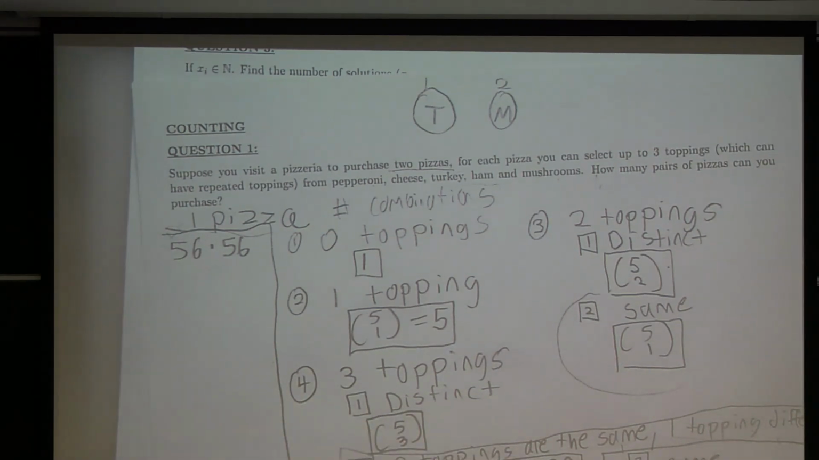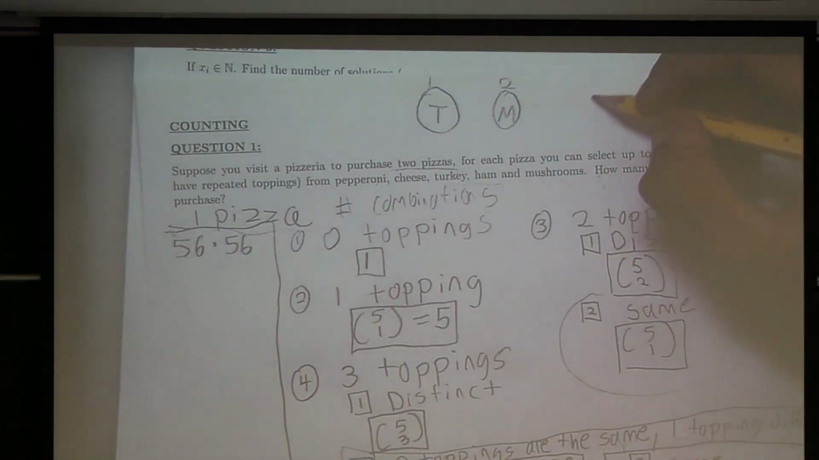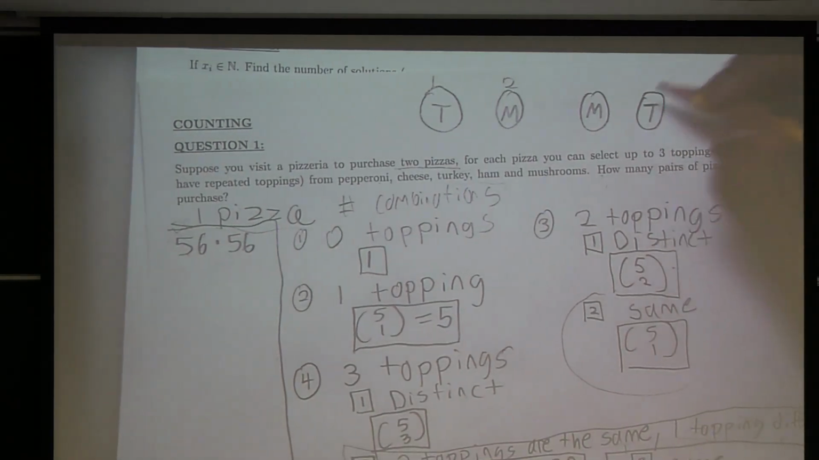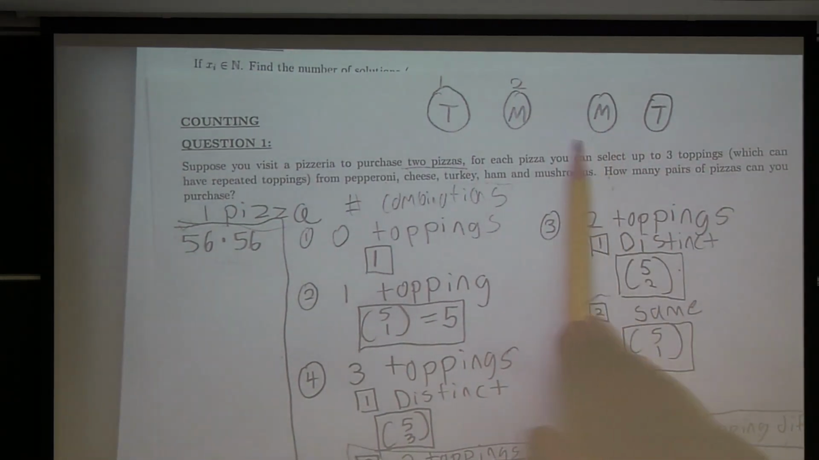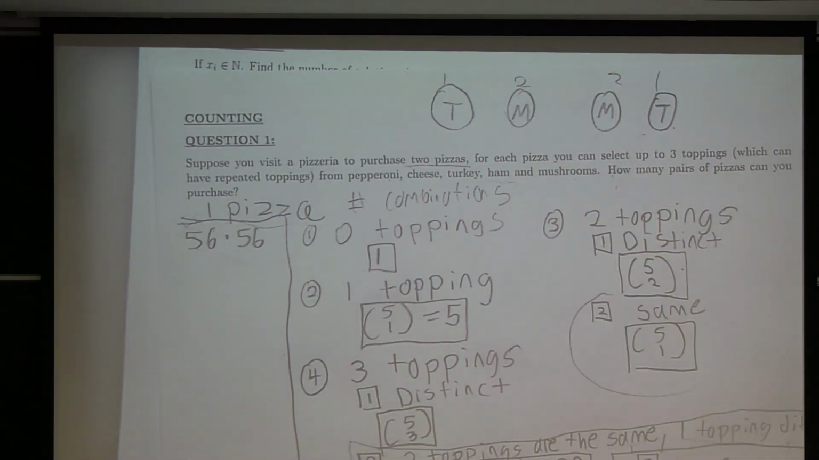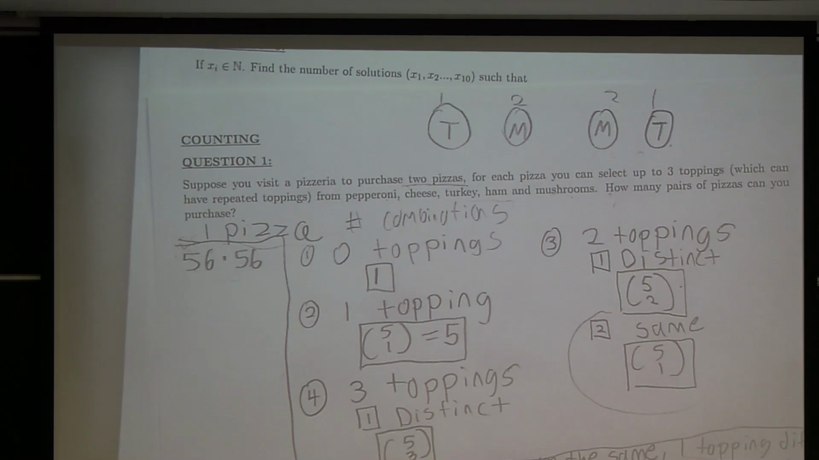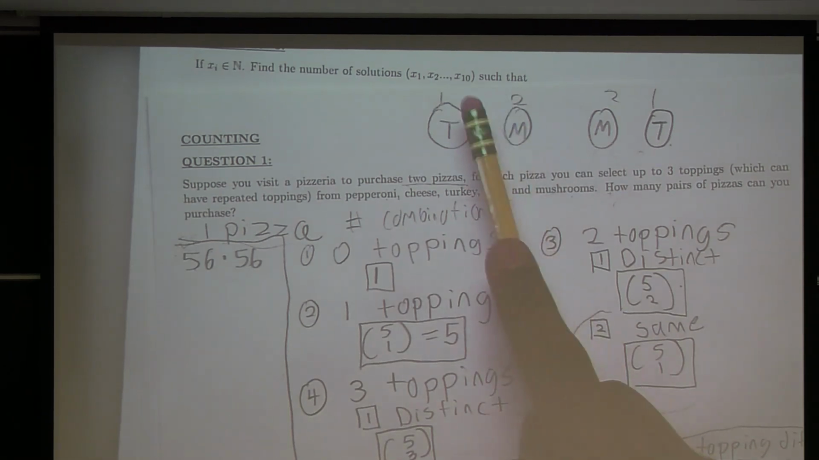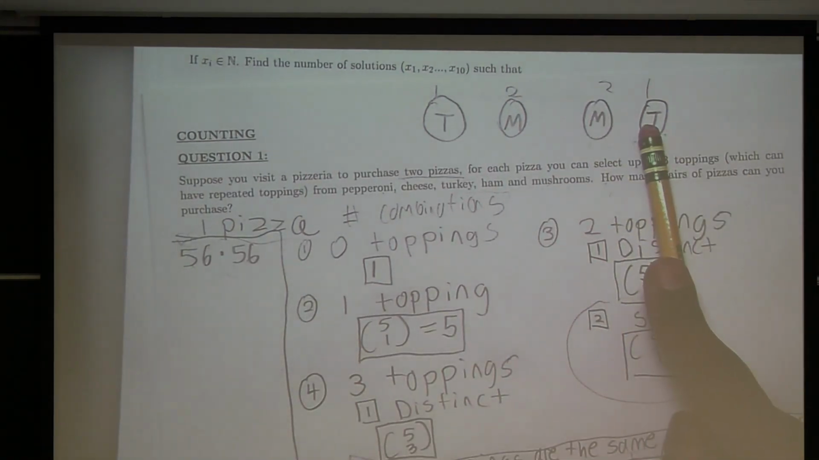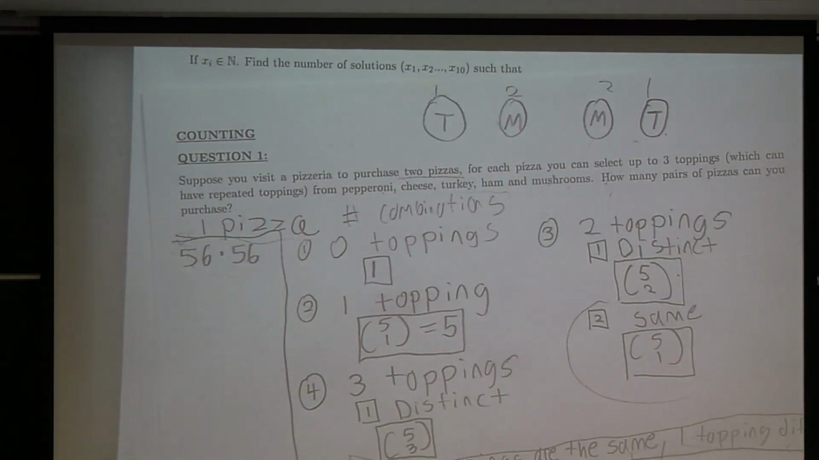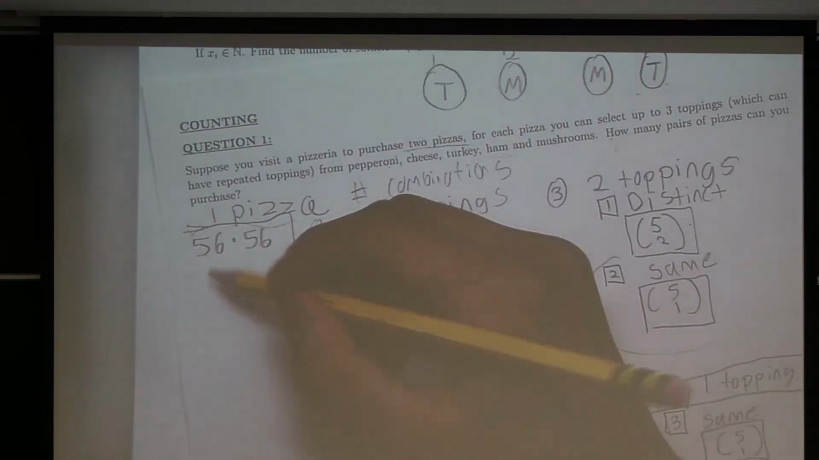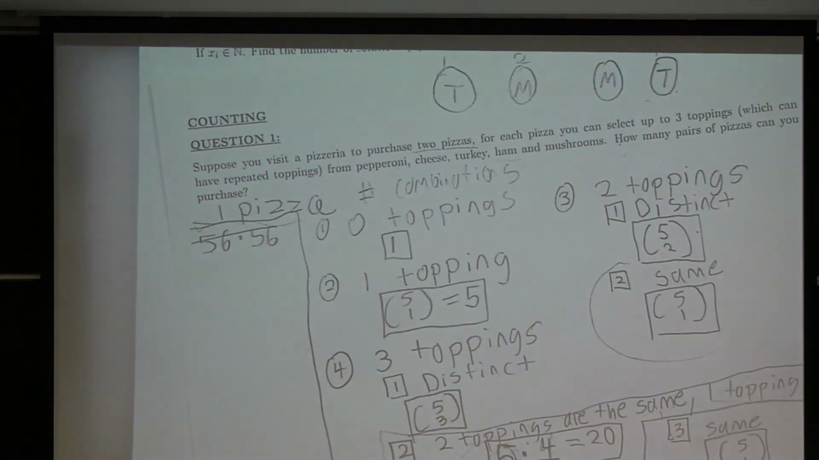But when we do 56 times 56, we could also have our first pizza being mushrooms, and our second pizza being turkey. The problem that arises here is that even though the ordering is different, when we buy 2 pizzas, we do not care about the order of the pizzas. A turkey pizza and a mushroom pizza is the exact same as a mushroom pizza and a turkey pizza. So we can't do 56 squared. So this approach is wrong.